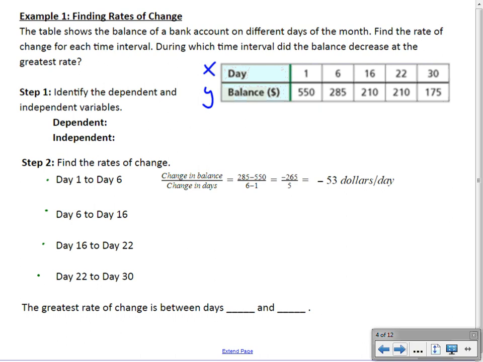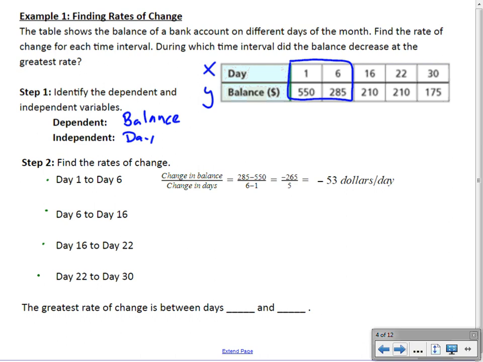Our dependent variable is the balance. And remember, balance is just how much money you have in your bank account. And then independent would be the day number. So you can see that I already worked out the rate of change between days 1 and 6. So we have the change in the balance over the change in the days. So my calculation came from this.